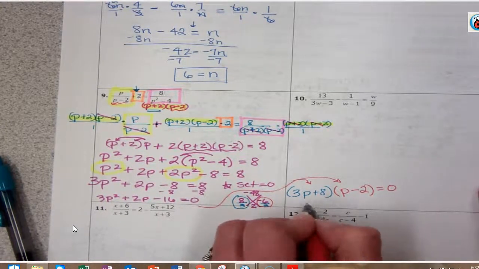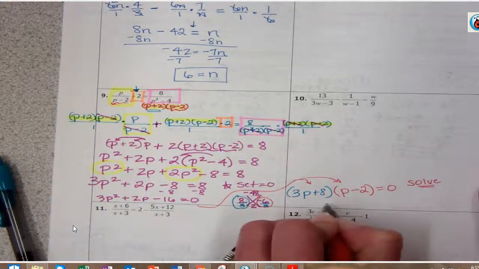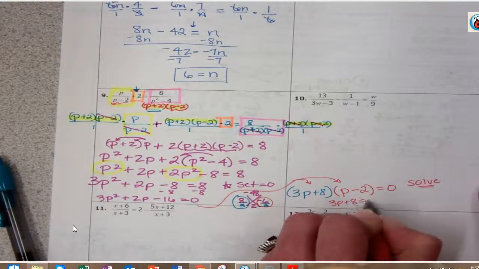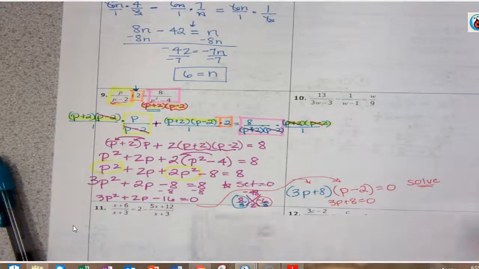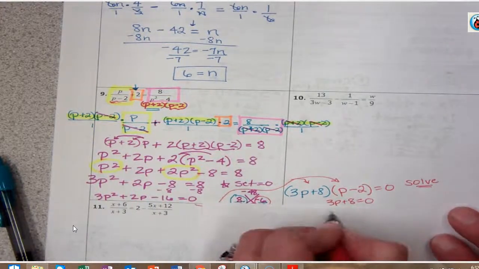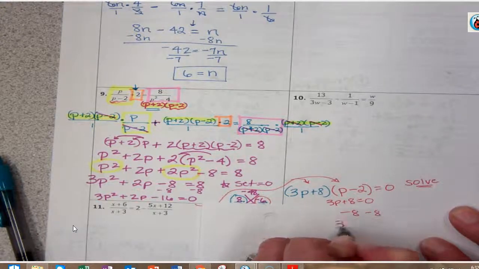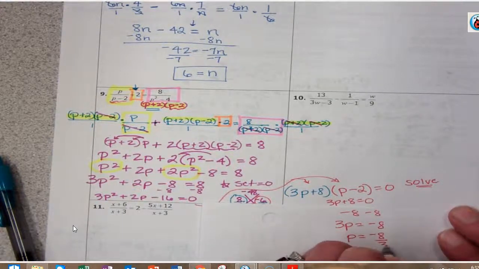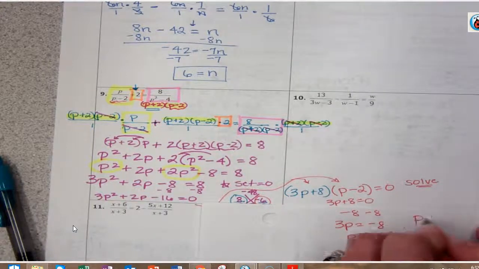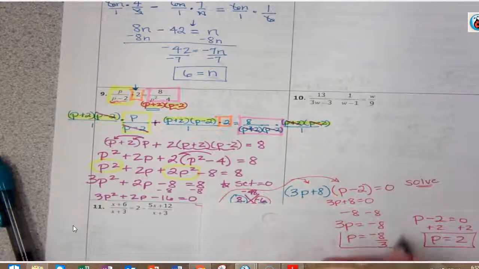Now I set those equal to 0 because one of those has to equal 0, because now I need to solve. 3p plus 8 equals 0. Subtract 8 from both sides, and I get 3p equals minus 8. P equals negative 8 over 3. And I set p minus 2 equal to 0. Plus 2, plus 2, p equals 2. So here are my two solutions.